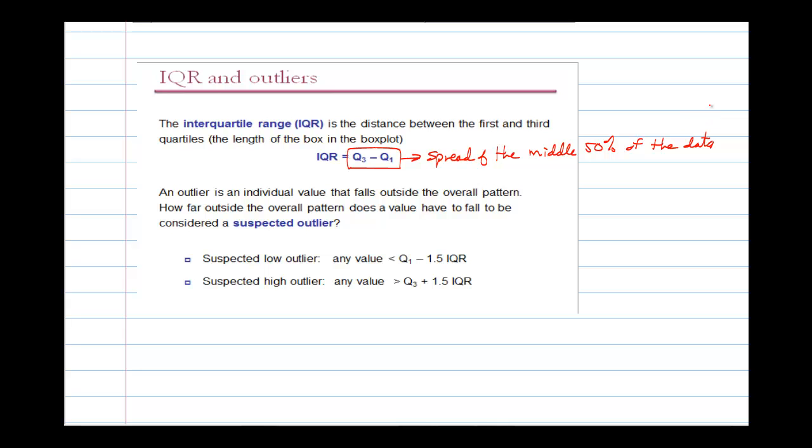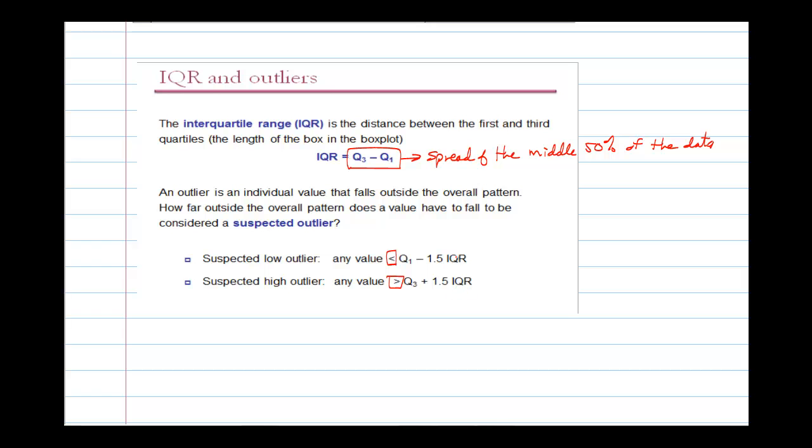Now an outlier is an individual that falls outside of the overall pattern. We've talked about that. But the problem is how far outside of the overall pattern does it need to be away from the data in order for it to be considered an outlier? Well, this is how we talk about outliers. Any value that's less than our lower quartile, Q1, minus 1.5 times IQR would be considered a low outlier. An upper outlier would be any value that's greater than our third quartile, or upper quartile, plus 1.5 times IQR.